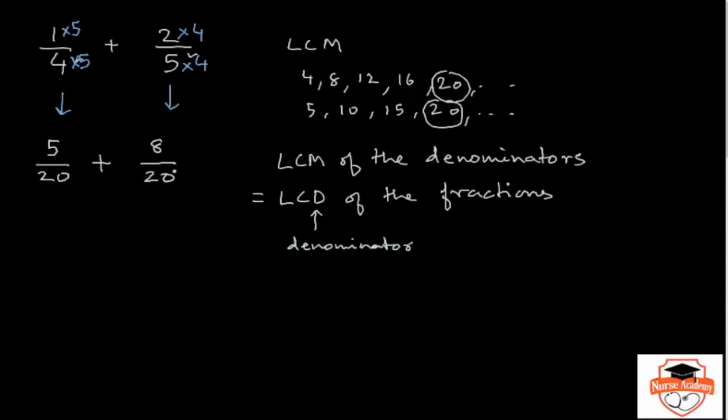Add them up. Now you know what to do. They are on the same denominators. Therefore, the answer is going to be 5 plus 8 all over 20, which is 13 over 20. Therefore, 1/4 plus 2/5 is 13/20. It looks a little odd with fractions, I know. 1 plus 2 is nowhere near 13, nor do 4 and 5 add up to give you 20. But that's how it is with fractions.